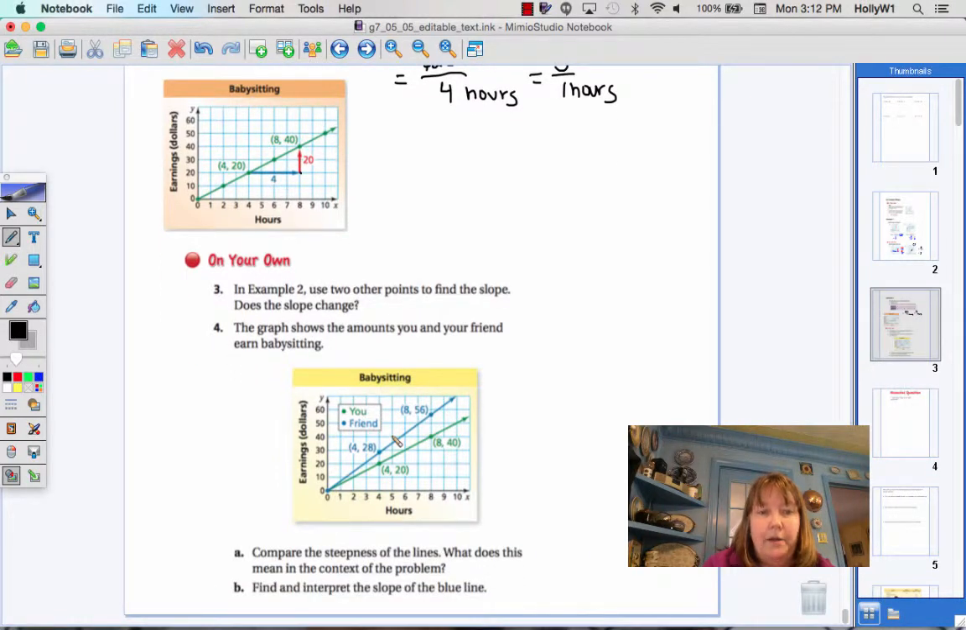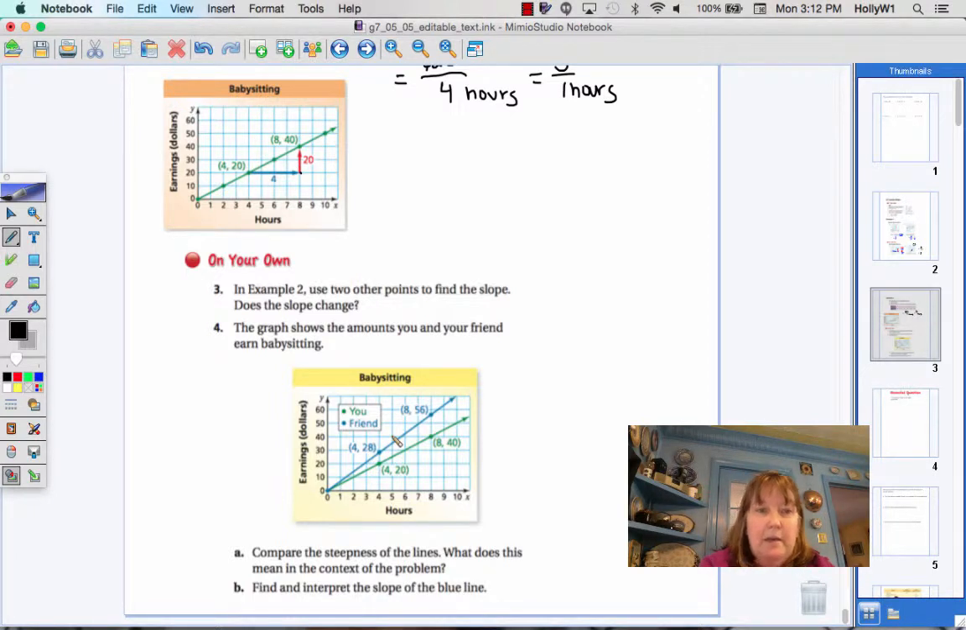So it means that somebody in her babysitting job is earning $5 per hour. Okay, on your own. On your own says, in example 2, use 2 other points to find the slope. Does the slope change? And the graph shows the amount you and your friend earn babysitting. Compare the steepness of the lines, what does this mean in the context of the problem, and find and interpret the slope of the blue line. So pause me and then come back.